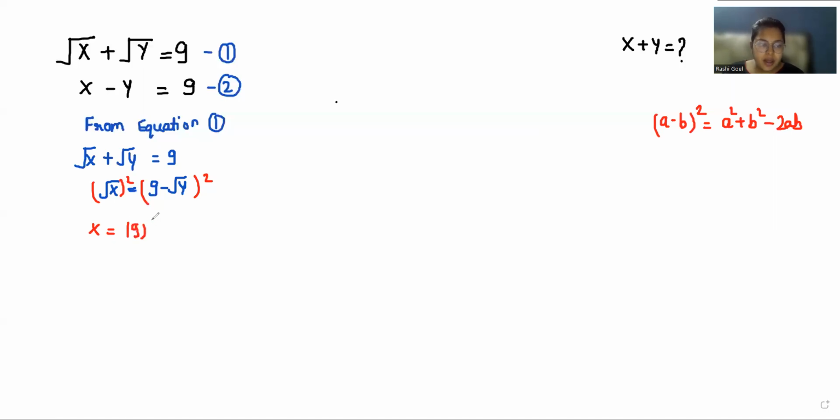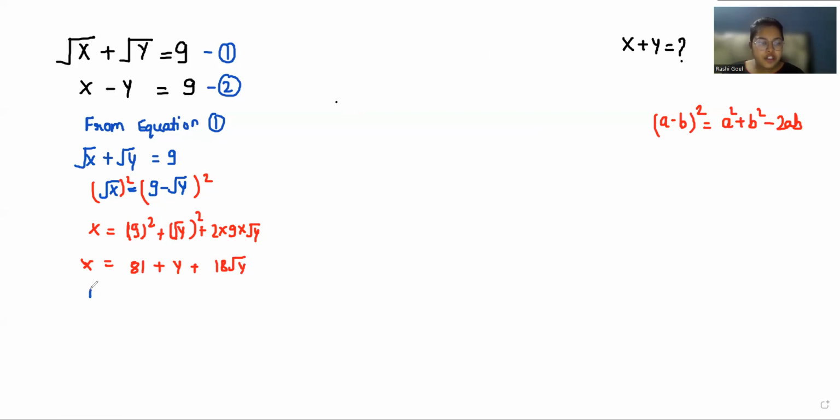So 9 square plus under root y square plus 2 times 9 times under root y. So x is equal to 9 square, which is 81, plus y plus 18 root y.